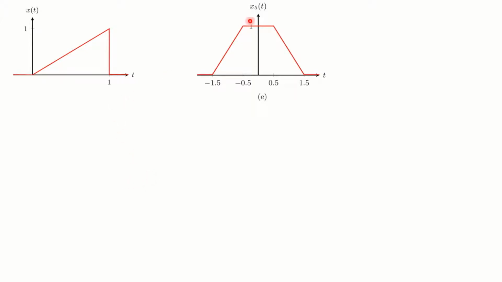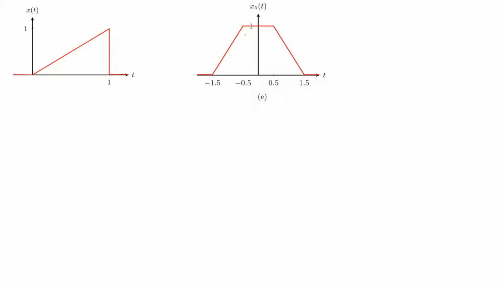Alright, this is part E, and again we have this x5(t). I want to build this x5(t) based on x(t). Similar to the previous parts, I try to partition this x5(t) into smaller parts, and for each part I try to find the expression based on x(t), and then at the end I add them all together to find x5(t). Right.